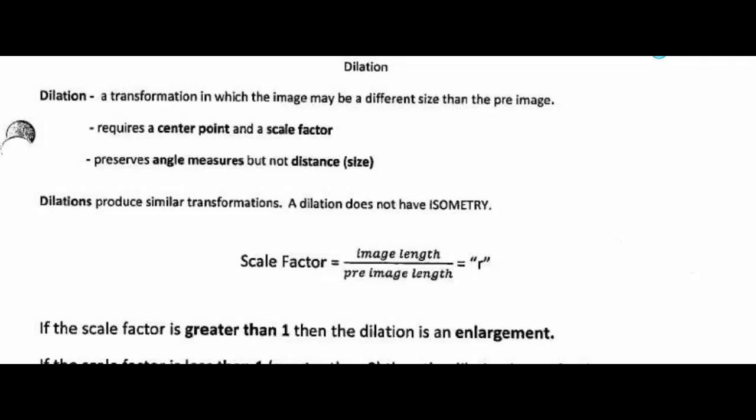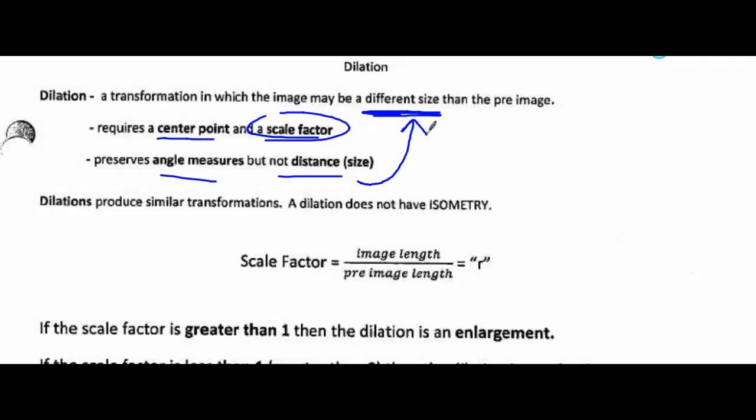Dilation is a transformation in which it may be a different size. Now, those of you that go and get your eyes checked, if you've ever had them dilated, that center part gets bigger and smaller. A dilation has a center point and a scale factor. That's what you're concerned with. It preserves the angle measure and not the distance. That's why it's a different size.